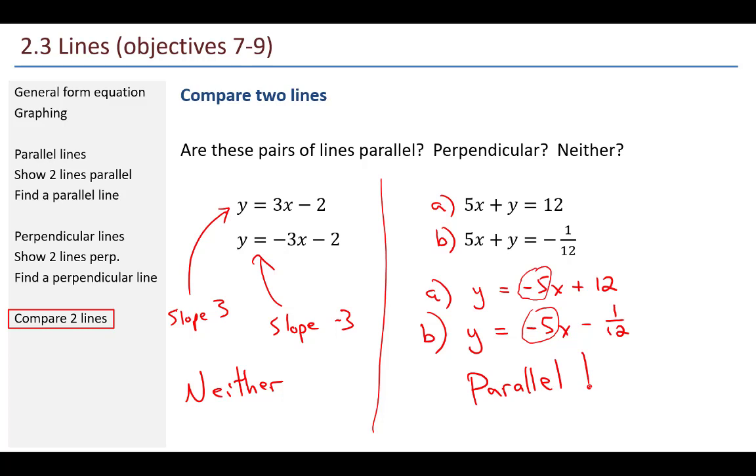All right. So that finishes this little section where we talked about the general form of the equation for a line, and we talked about some parallel lines and perpendicular lines. And this actually finishes section 2.3 on lines.